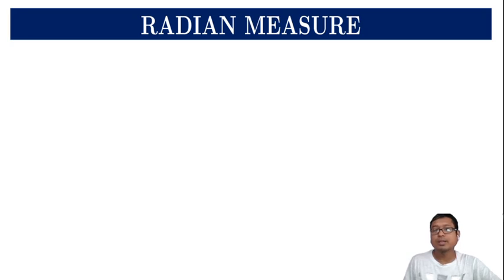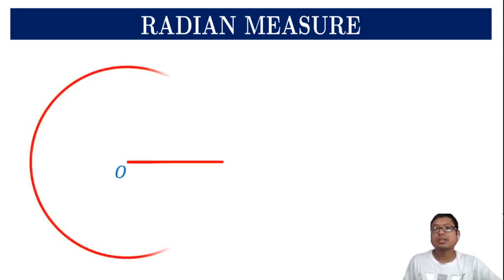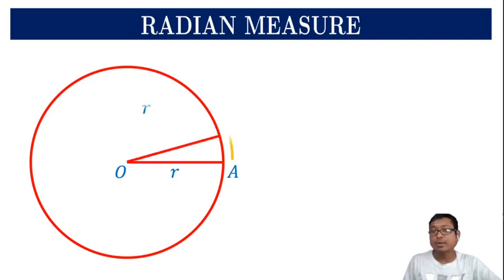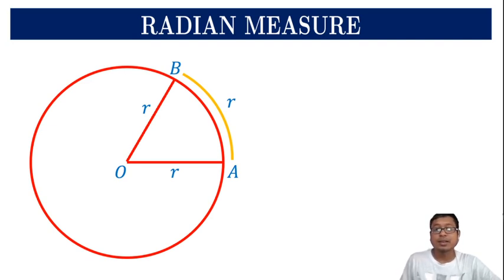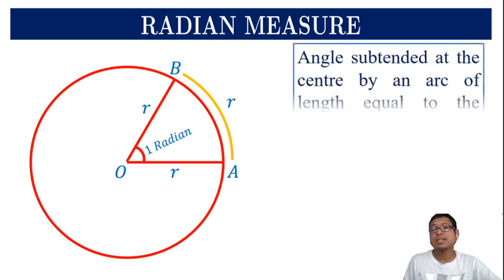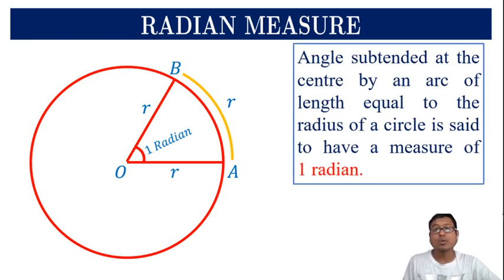Let me talk about radian measure. Suppose I'm considering one circle of radius r. Suppose that the radius rotates and the arc length that it creates is equal to the radius of the circle. If that is the case, that means the radius of the circle is equal to the arc length, then the angle so created at the center of the circle is known as 1 radian. And this is the definition. You can see there that the angle subtended at the center by an arc of length equal to the radius of the circle is said to have a measure of 1 radian.